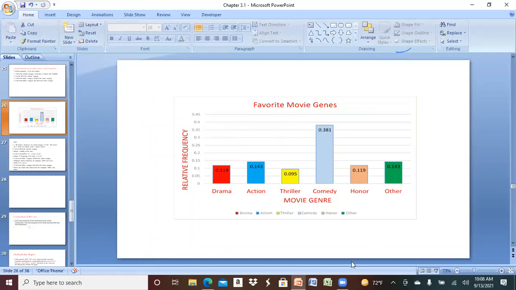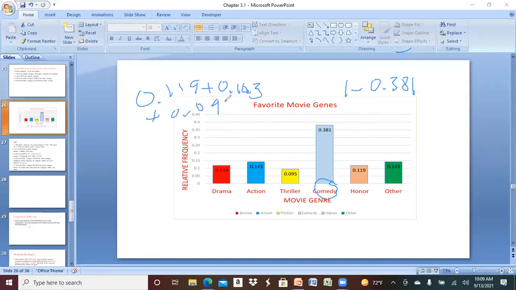You have two ways to do. Do not fall in comedy. You get 1 subtract 0.381. Or you add the drama 0.119 plus action 0.143 plus thriller 0.095 and add horror 0.119 and add 0.143. When you find the not falling in comedy, you have two ways to do.